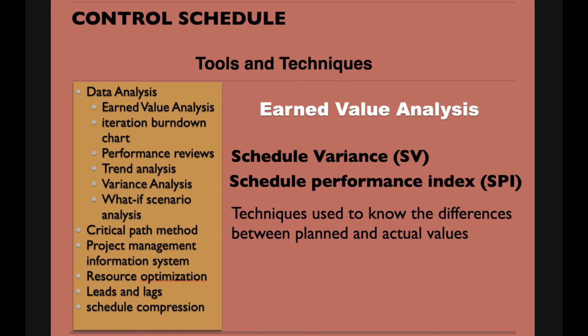Earned value analysis is a technique we use to compare our planned and actual values. So we use schedule variance and schedule performance index. We will discuss these in detail in the cost management knowledge area.